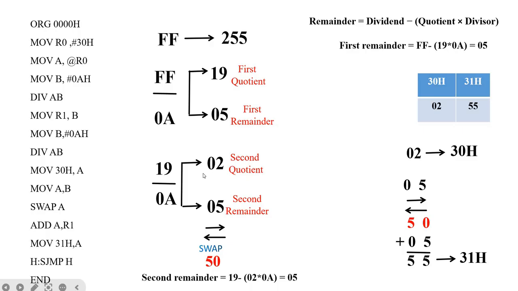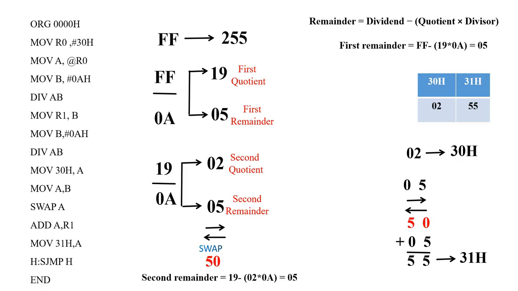We can store 02, the second quotient, directly into the memory location. Here I am using 30H as the memory location. The second quotient is currently in the accumulator, and it has to be moved to 30H. For that we will write the instruction MOV 30H, A. So the accumulator value is directly copied to the 30H memory location. Now 30H contains the first portion of the answer, that is 02.